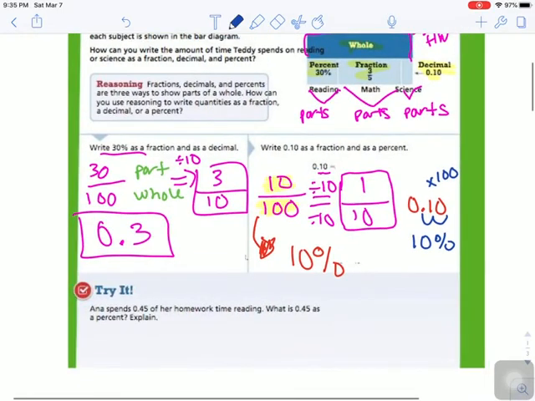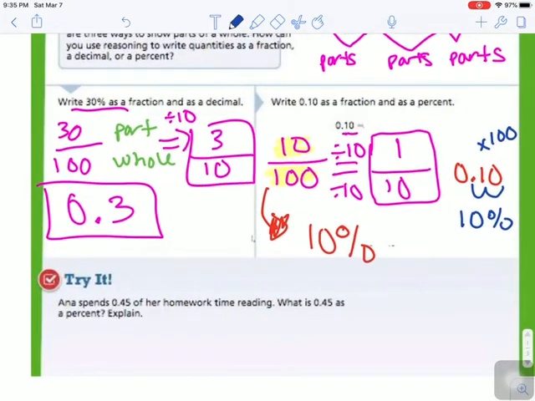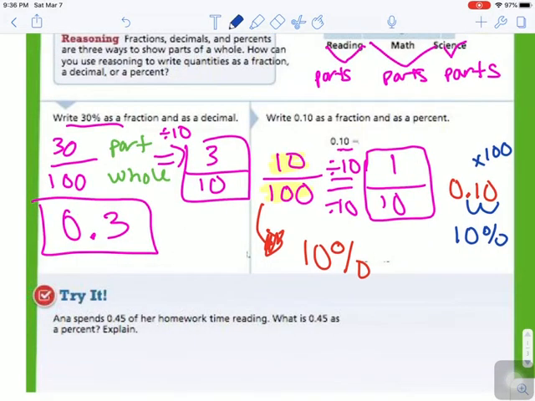All right, so I want you guys to try this one. Anna spends 0.45 of her homework time reading. What is 0.45 as a percent? And then actually I want you guys to go ahead and write it as a fraction as well. So I want you guys to write it as a fraction and as a percent.